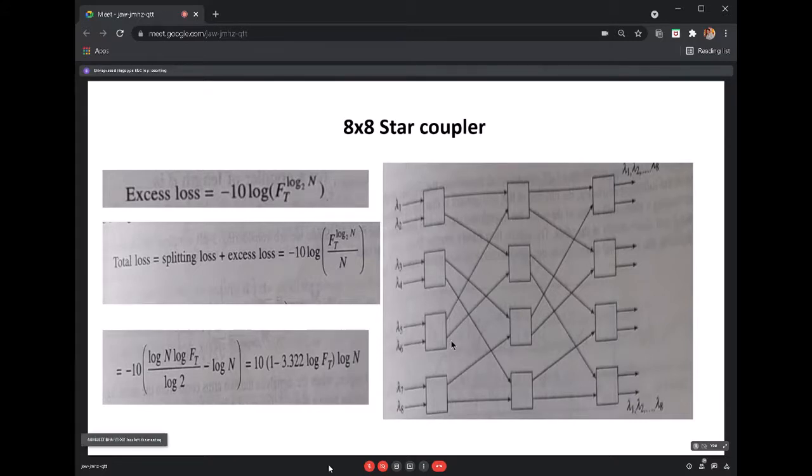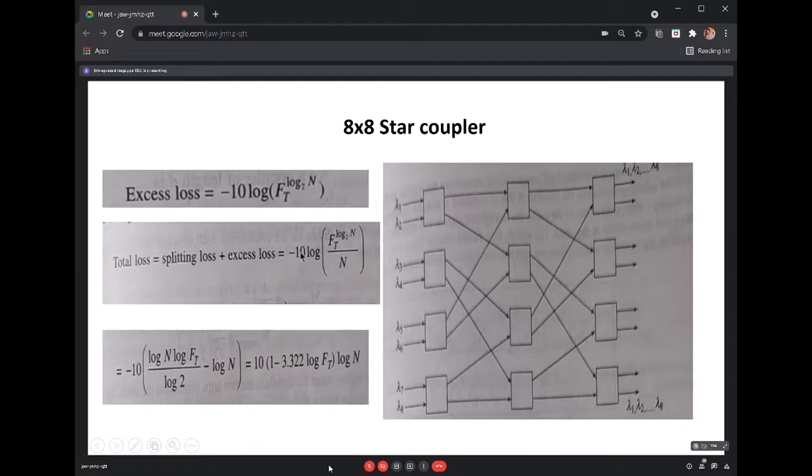So if you want to design 3 dB couplers, for that we require an n cross n star, where the number of couplers Nc is equal to n/2 into log to the base 2 of n. Also, the excess loss for this type of design is given by excess loss is equal to minus 10 log Ft into log to the base 2 of n. The splitting loss for the star is given separately. As I said earlier, the total loss will be equal to splitting loss plus excess loss.